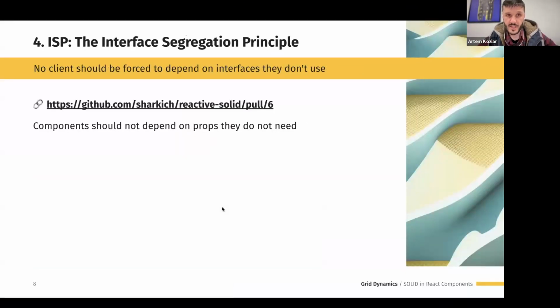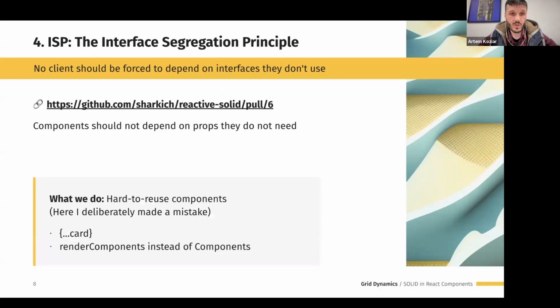Next principle, interface segregation principle. This is what the question was about. We need to depend only on interfaces that we really need, and we don't want to depend on the whole object, because it creates a lot of problems in the future, especially in huge applications, because we want to know what we really need in our components.